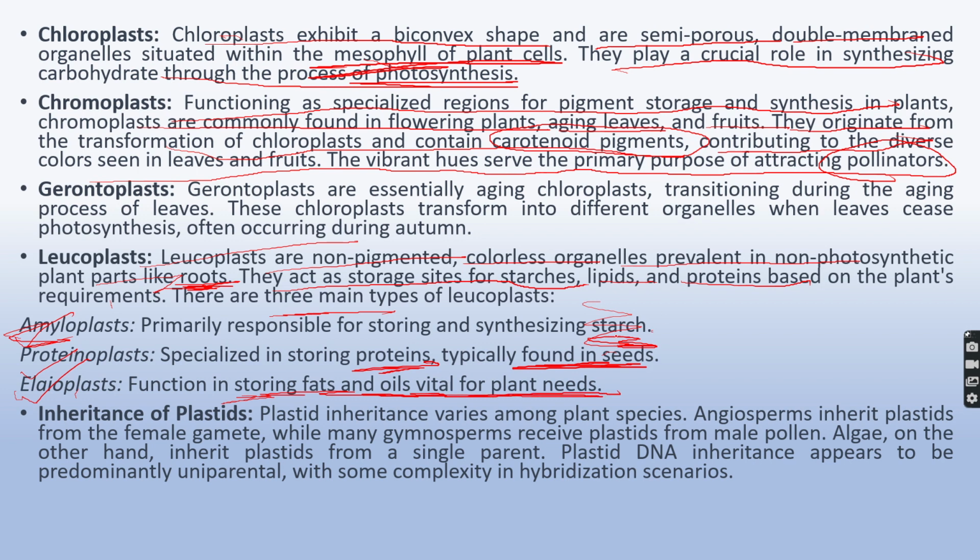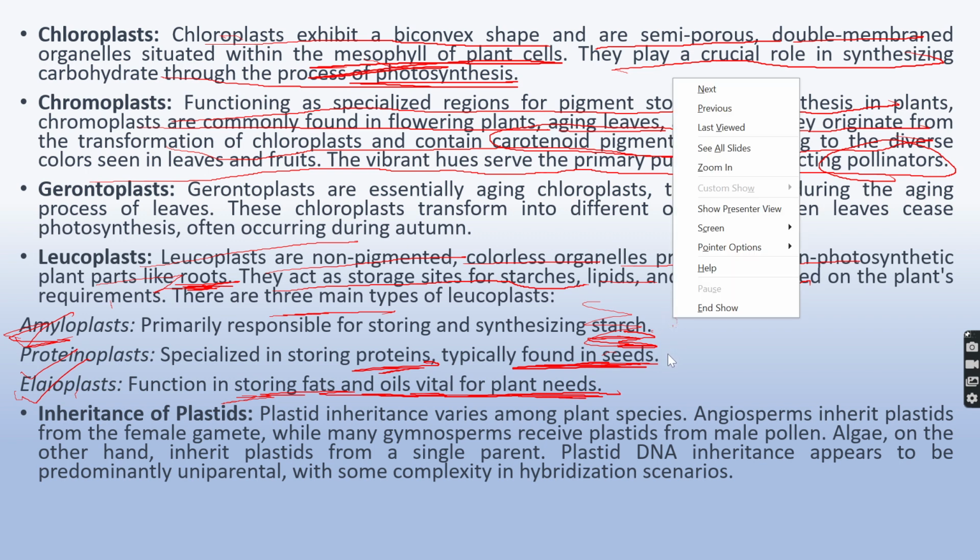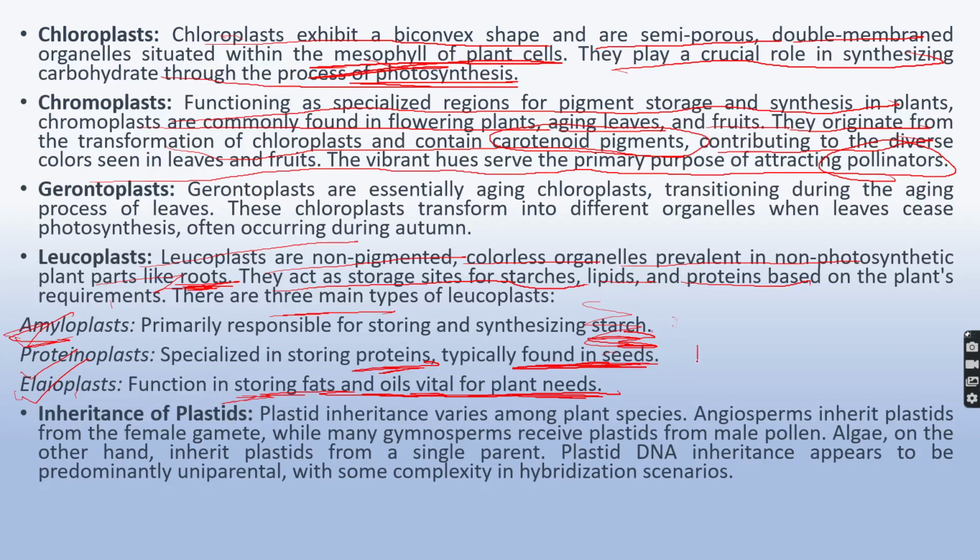Okay, so there are three types of leucoplast. Proteinoplast is also known as aleuroplast, and elaioplast is also known as oleoplast. Okay.